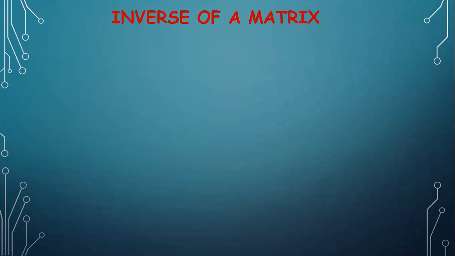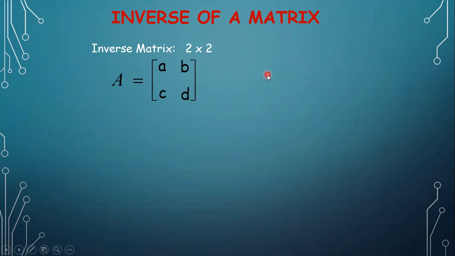Okay, if you look at how we get the inverse of the matrix, this is how we get it. First of all, to get the inverse of the matrix, you need to have the determinant of the matrix first. An example is a 2 by 2 matrix A, which has elements a, b, c, d. To get its inverse, we first get the determinant of this matrix.